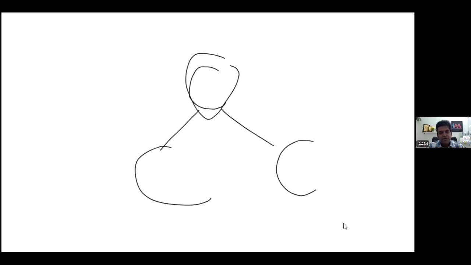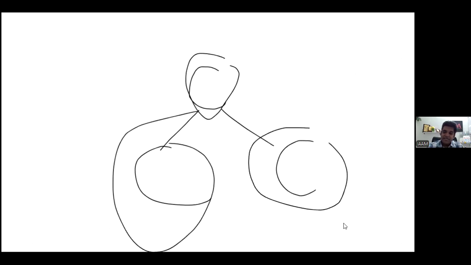Now, what is the first C? There are three C's, okay? One, two, and three. So these are the three C's of communication. The first C is clarity of message. The second C is confidence. And the third C is concise. So these are the three C's of communication.